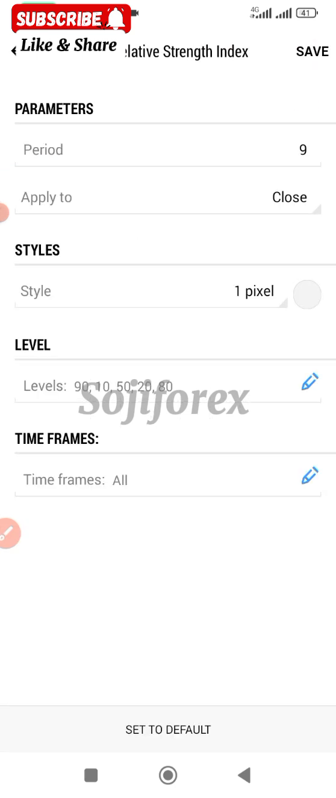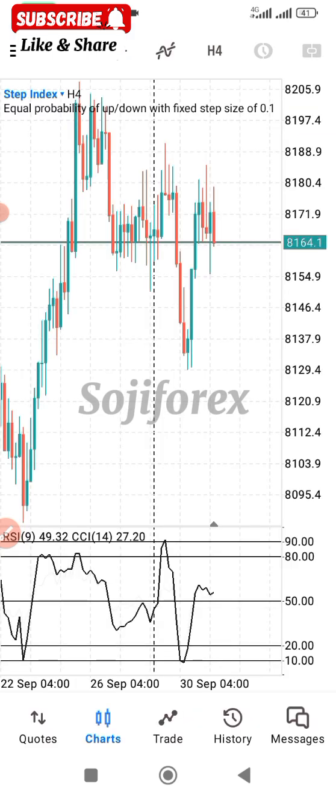And here we have our RSI. The period is 9, you apply to close, the style is 1 pixel, the levels are 90, 10, 50, 20 and 80. And we have our commodity channel index, the period is 14, apply to typical price, high, low, close 3, style is 2 pixel and the color is black.